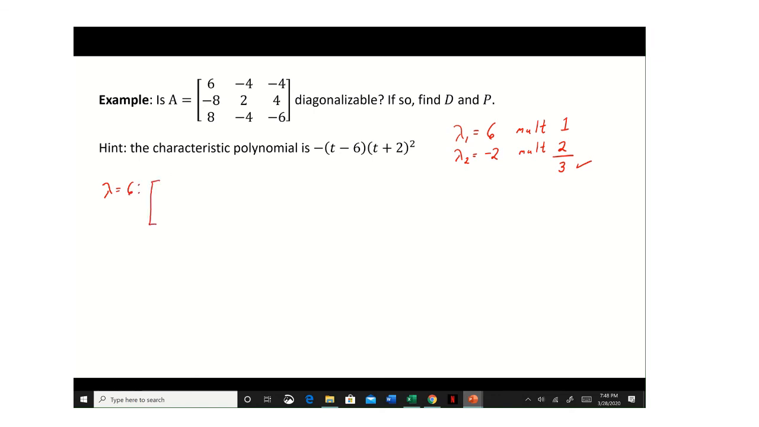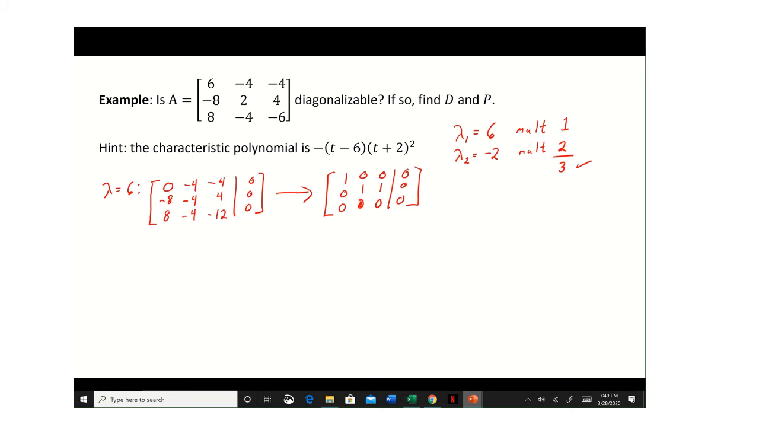When we take A minus 6 times I, we're going to get 0, negative 8, 8, negative 4, negative 4, negative 4, and negative 4, 4, minus 6 is equal to minus 12, augmented with 0, 0, 0, and start row reducing. I'm going to save time here. You can row reduce it, but when you row reduce it, you end up with 0, 1, 0, 0, 1, 0, 0, 0, 0. So there is our row reduced form.